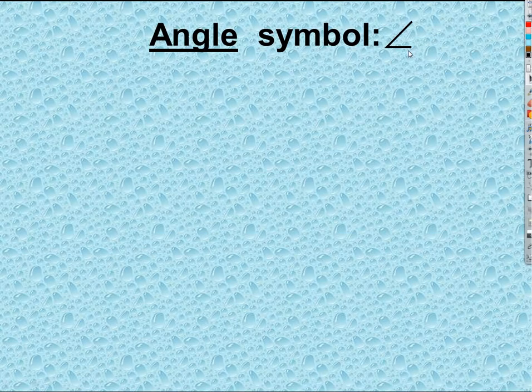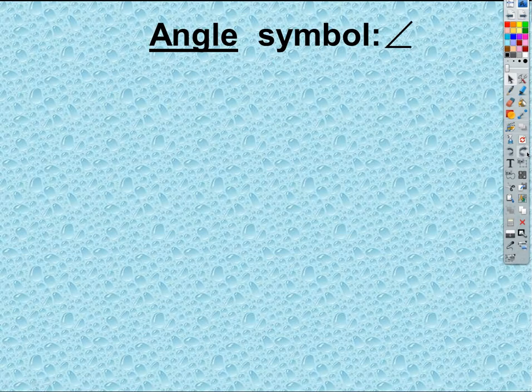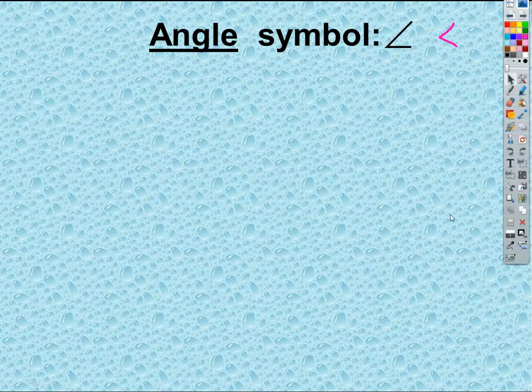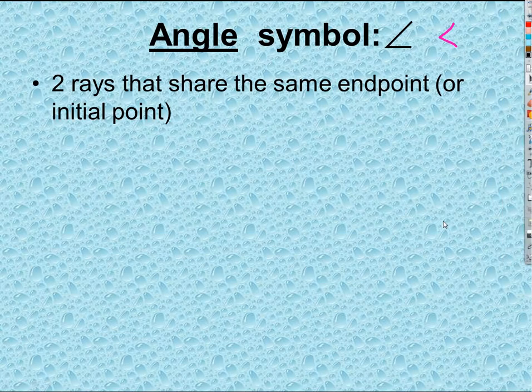The angle symbol that we use is this in math. Now in Moodle, we don't have access to that symbol, so instead we use the next best thing, which is the less than symbol to mean angle. Okay, we define an angle as two rays that share the same endpoint or initial point, which we're going to end up calling the vertex of the angle. So here's an example of an angle, right? What would we call the vertex of that angle? What is it? Okay, so it's just point X.